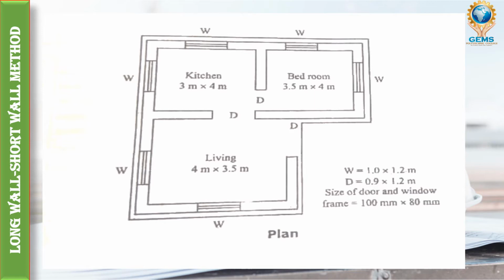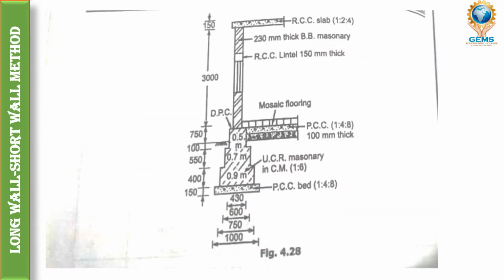Then the size of door and window frame, 100 by 80. For flooring, we need to add for the door sill also. That lower portion, we call it the sill. So for the door and window frame, the width we need to take for the sill is the width of the sill. When calculating for the sill, the width is 100, that is 0.1 meter. So these are the plan of a building.